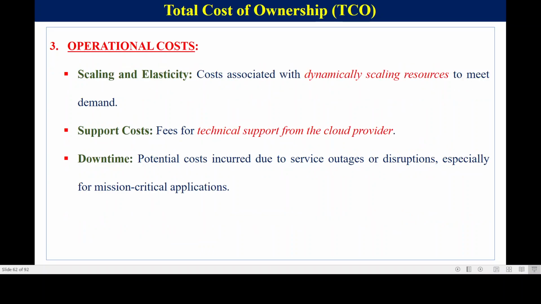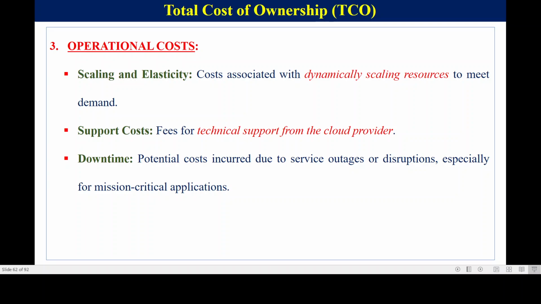The next one is operational cost. These are recurring costs required to operate the cloud environment efficiently. Scaling and elasticity. One major advantage of cloud computing is automatic scaling. Whenever workload increases, the cloud platform automatically allocates additional resources. Although this improves performance, it also increases operating cost.